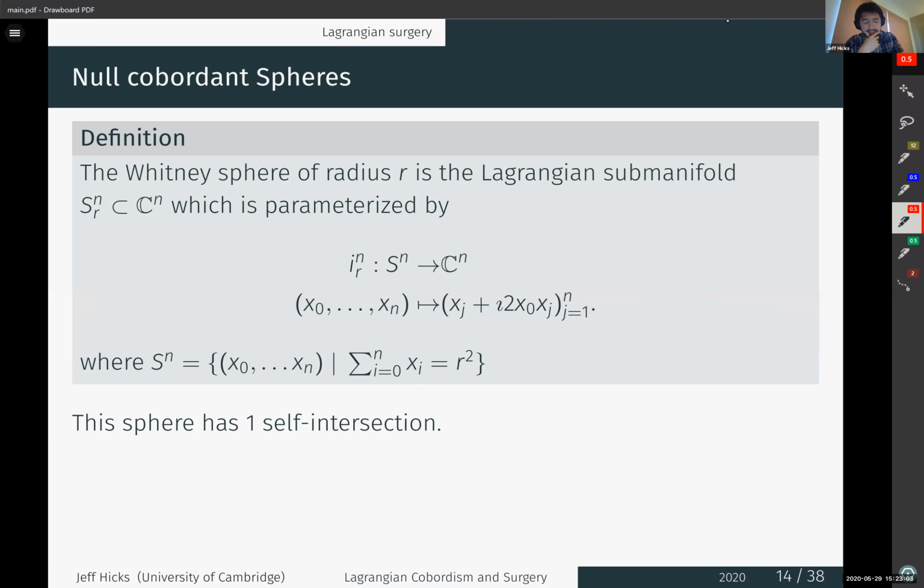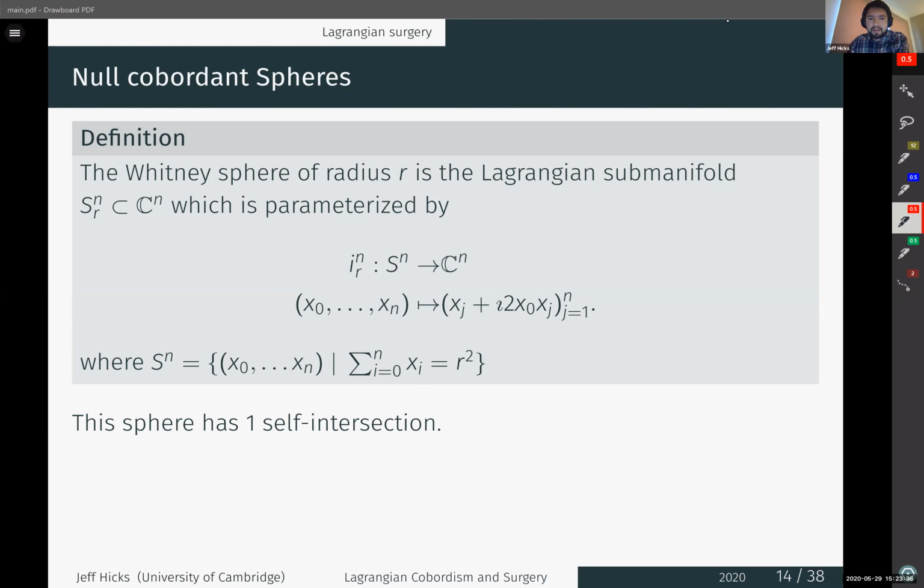Before we get to Lagrangian surgery, there's a particular Lagrangian that I want to talk about, which is the Whitney sphere. The reason is that if you were trying to teach someone about surgery, the first thing you would teach them is how to fill a sphere, right? Every surgery is completed by filling in a sphere, essentially. And so what we should first look for are Lagrangian submanifolds which are null cobordant. And the Whitney sphere is an example of one of these.